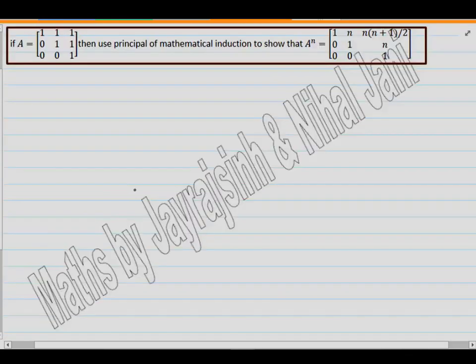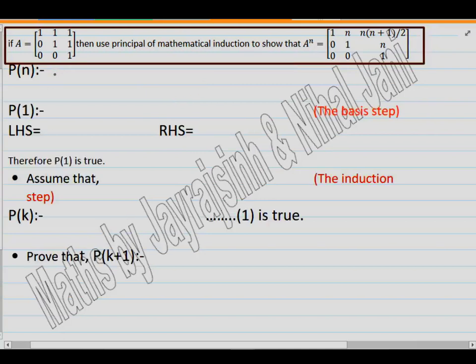Tada! In our next question, given matrix A is 1 1 1, 0 1 1, 0 0 1. Then using PMI, you have to prove that a raised to n is equal to 1, n, n into n plus 1 by 2, 0, 1, n, and 0, 0, 1. Here we have to use PMI. So let's get the predefined terms. And our P of n is a raised to n is this matrix.